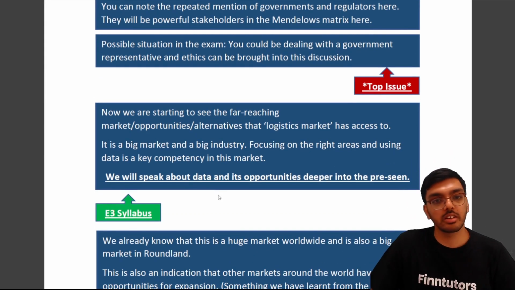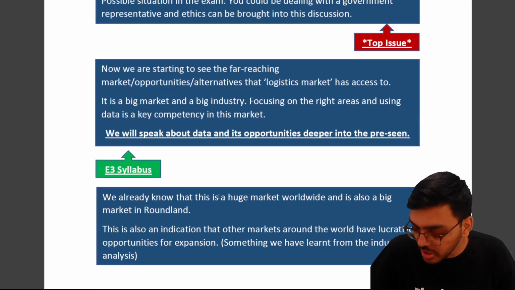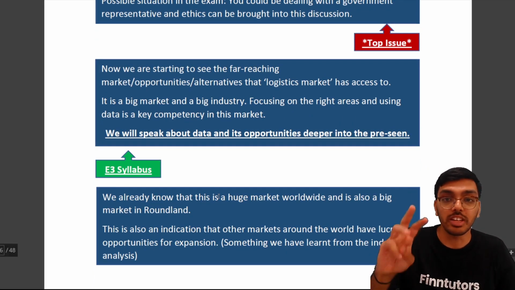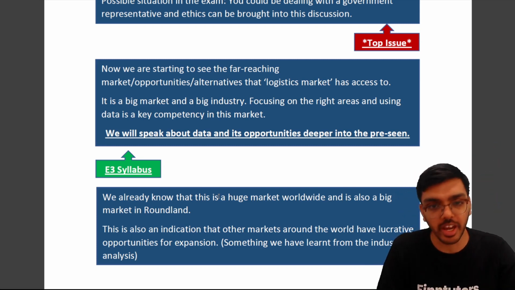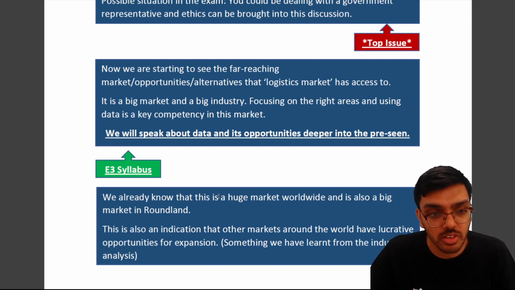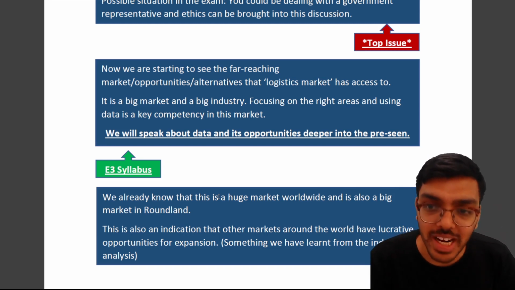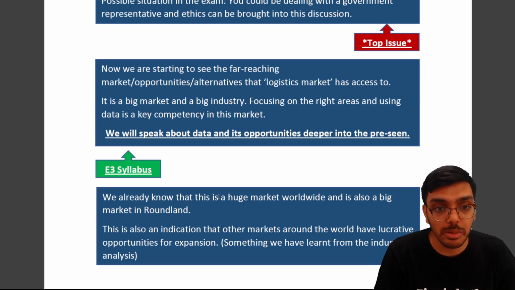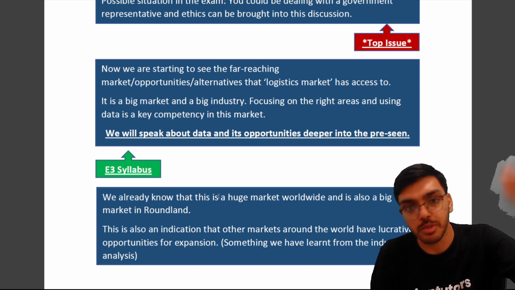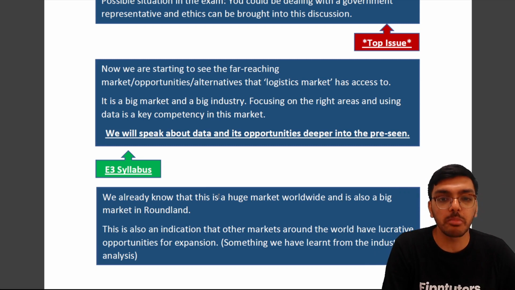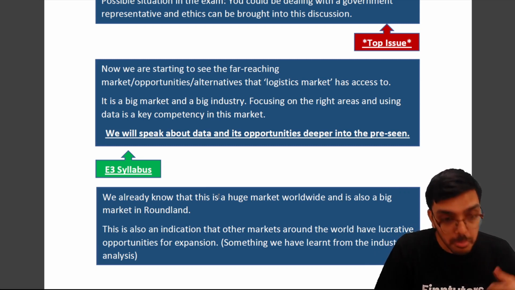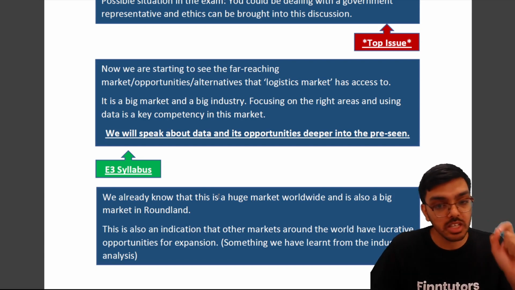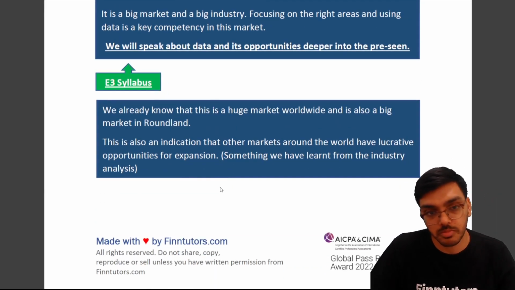Now we are seeing the far-reaching market opportunities, alternatives that the logistics market has access to. So many different modes, so many different connections, so many different possibilities. So it is a big market and a big industry. Focusing on the right areas and using data will be a key competency. As we go deeper into the pre-seen, we are going to speak about data opportunities, how data can be used by a business. But your topic of big data comes into the picture here.